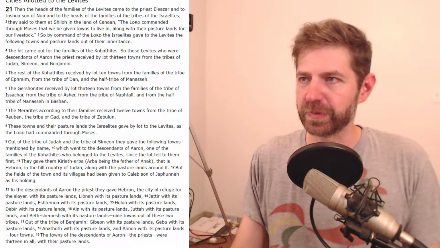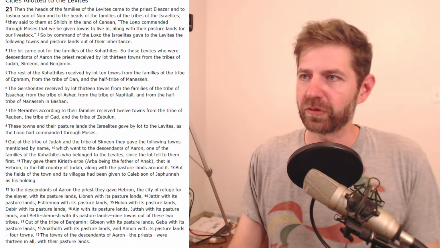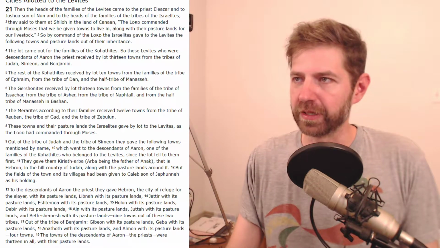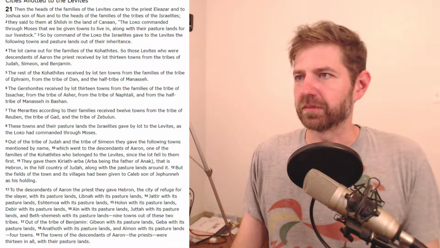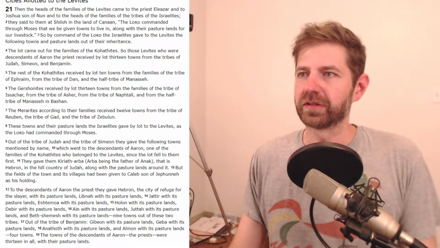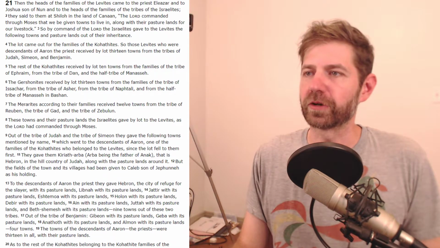Out of the tribe of Benjamin, Gibeon with its pasture lands, Geba with its pasture lands, Anathoth with its pasture lands, and Almon with its pasture lands, 4 towns. The towns of the descendants of Aaron, the priests, were 13 in all, with their pasture lands.